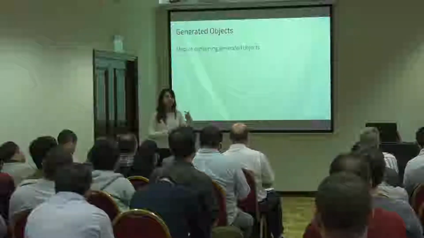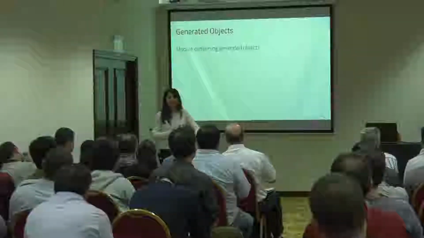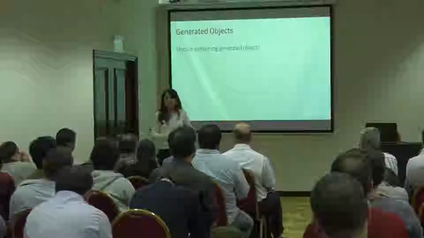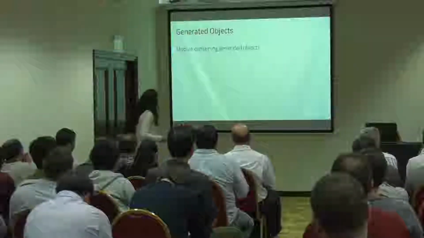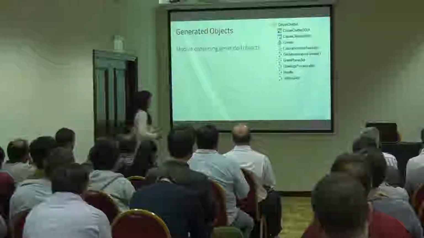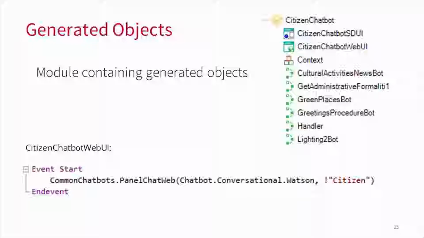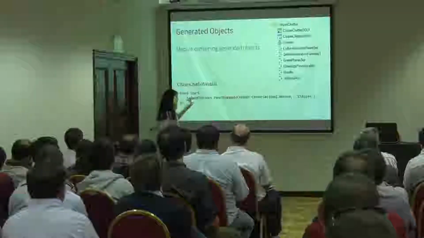Then the generated objects. These are objects that are generated every time you generate an instance. And I shouldn't change them because I'm going to lose the changes. I have the generated objects in a module that has the name of my instance, my chatbot, my conversational flow. In particular, there's a couple of objects that have the name of the instance followed by WebUI or SDUI, and look at the name of the panel.